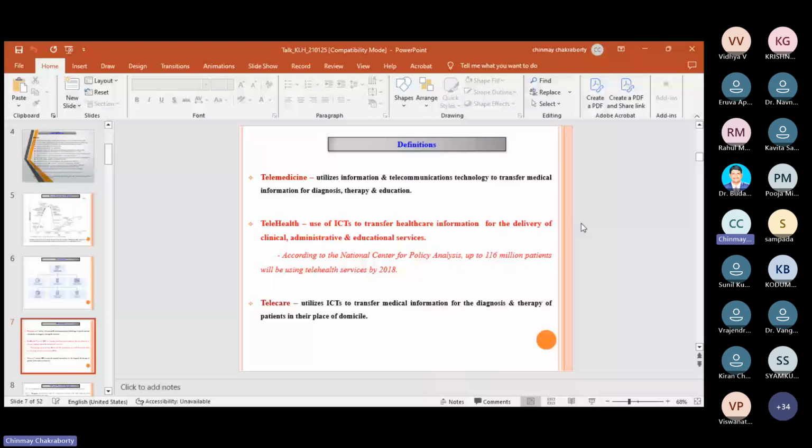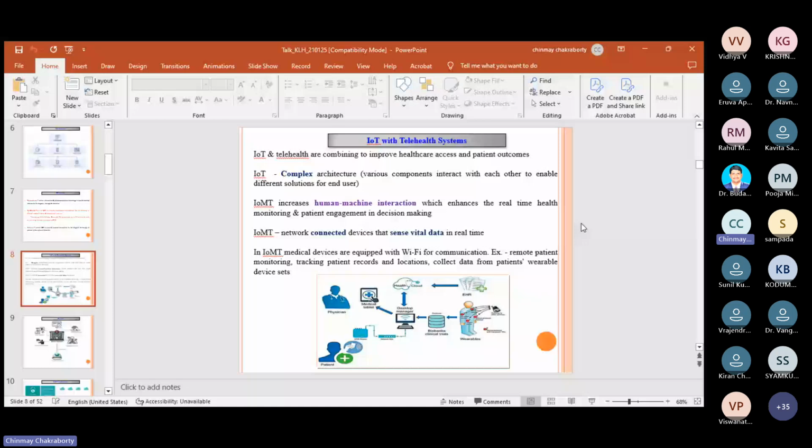Telecare basically belongs under the ICT platform. It is generally used to transfer medical information for diagnosis and therapy of patients in their place of domicile. Mainly rural patient-centric information is processed to the urban scenario, such as good nursing homes and hospitals. And in today's networks, in telecare, telehealth, and teletrauma, there are many advanced topics.